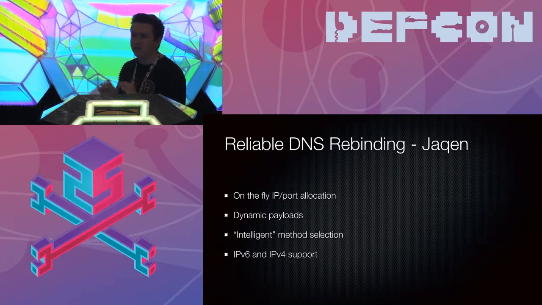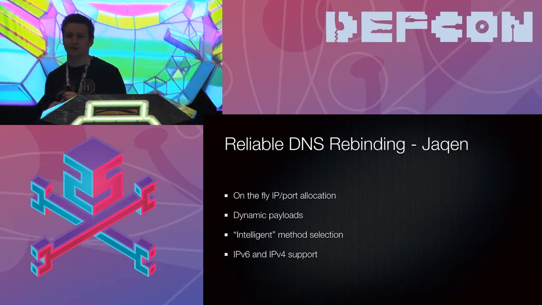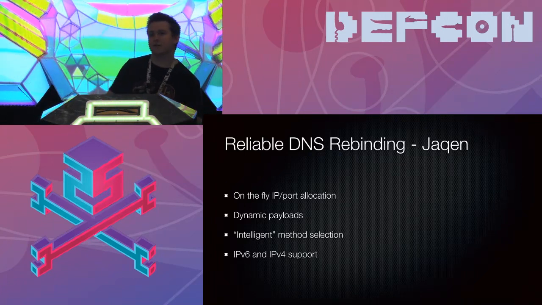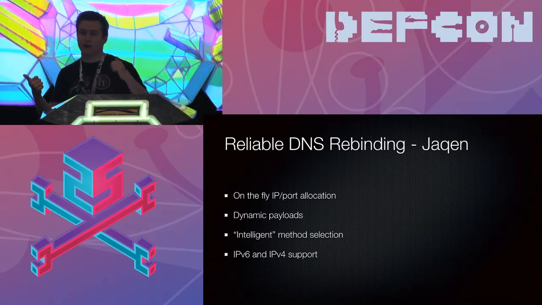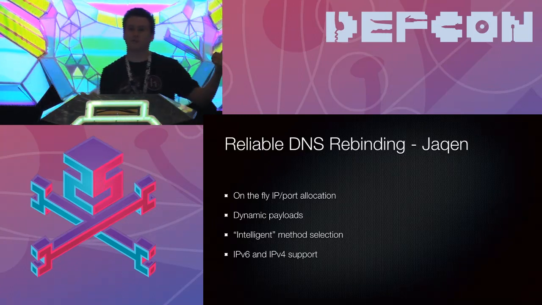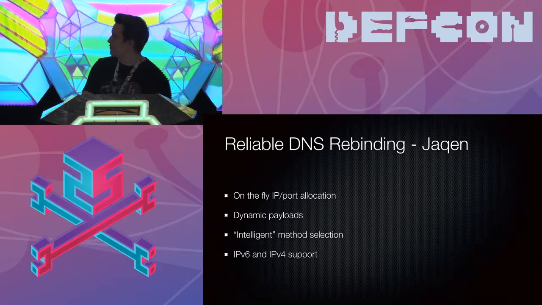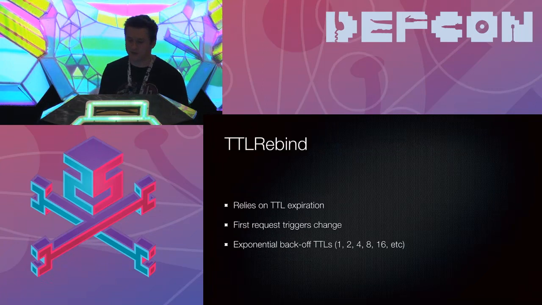We want to do basically on-the-fly IP and port allocation. So when I have a request come in that I want to attack this server on this port, the server goes, okay, give me a second, grabs an IP, grabs a port, and triggers that. So let's talk quickly about the different types of rebinds that this tool supports.